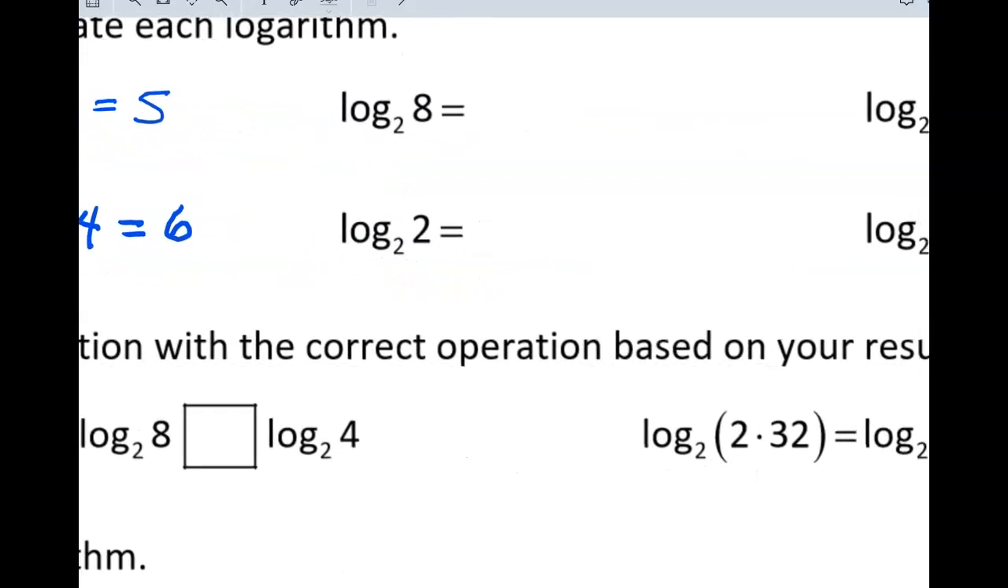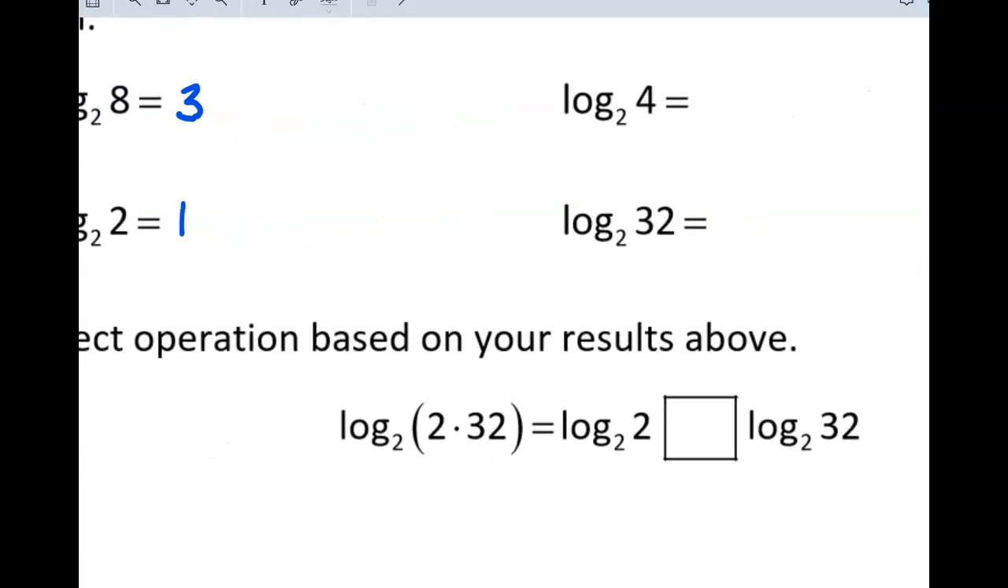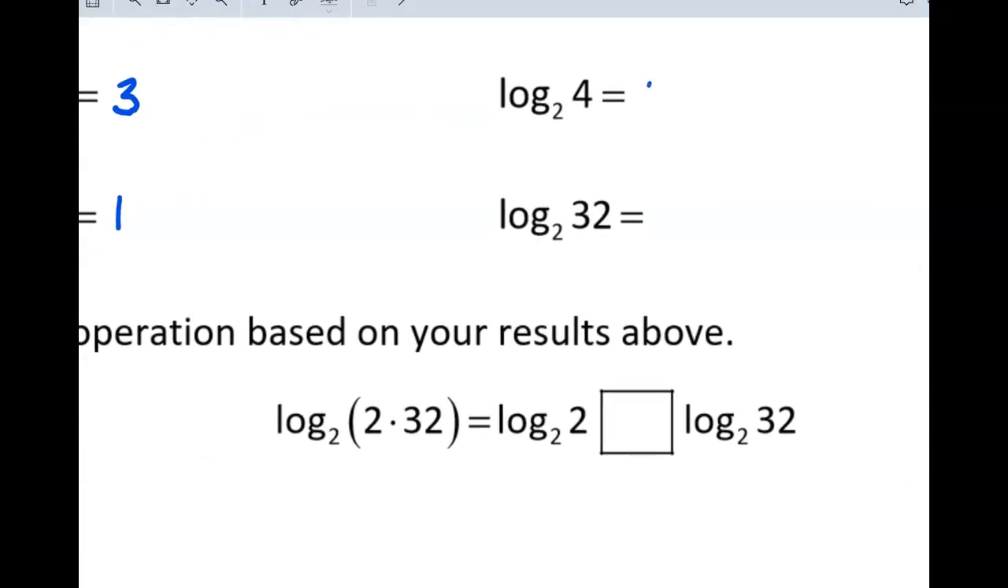Then some lower value logarithms. Log base 2 of 8 is 3, since 2 raised to the third power is 8. Log base 2 of 2 is 1, since a 1 exponent is required on a 2 to get a result of 2. And log base 2 of 4, the exponent required there is 2. We can square 2 to get 4. And I think we talked about log base 2 of 32 is 5.